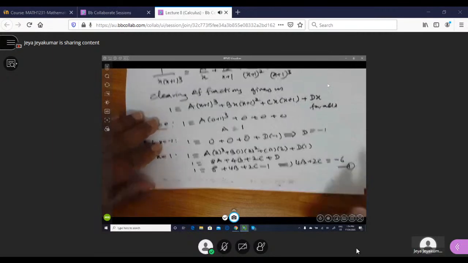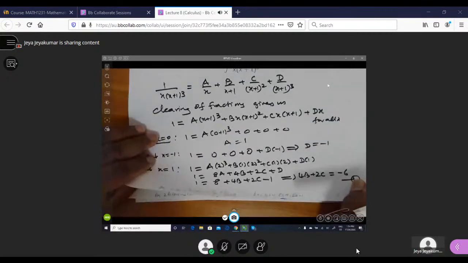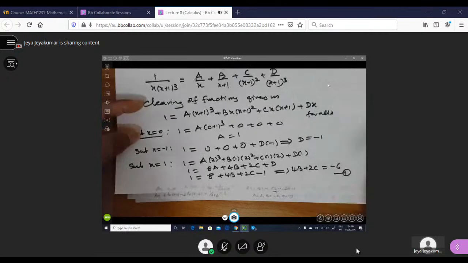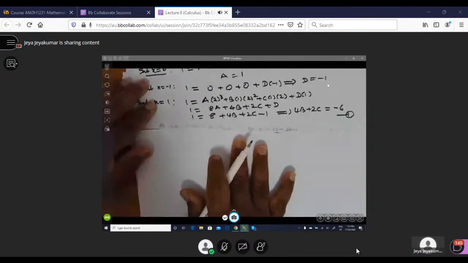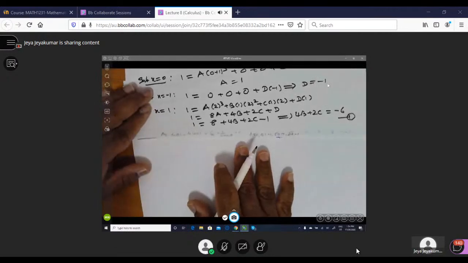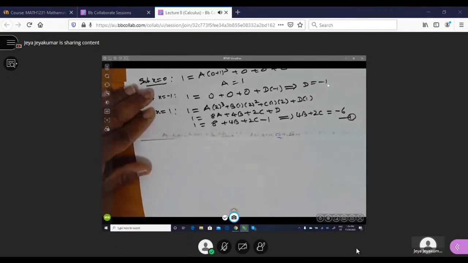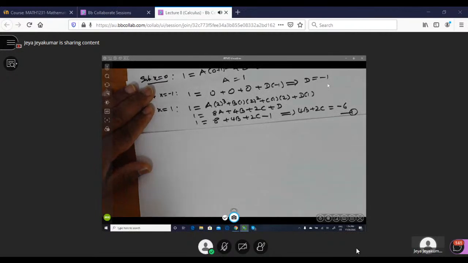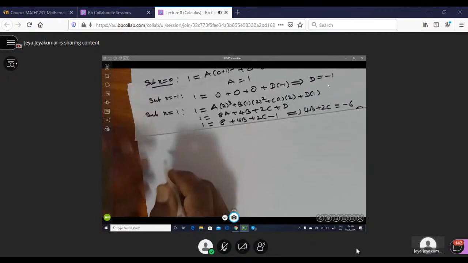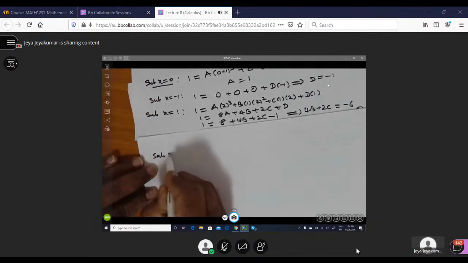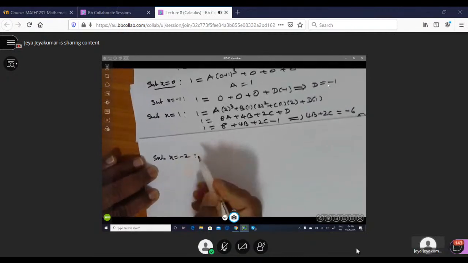So you need to choose another number, a nice number that will give you a simple equation. What do you think would be the nice number which will give you a simple equation? Yes, you can do x equals 2. I think the calculation would be, yeah, you're right. Minus 2 would be easier. Substitute x equals minus 2.